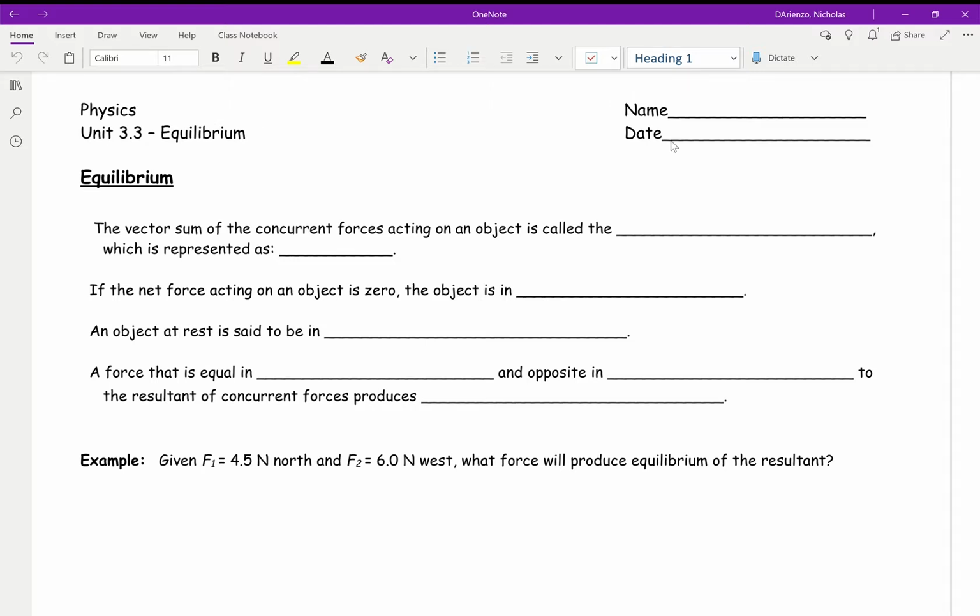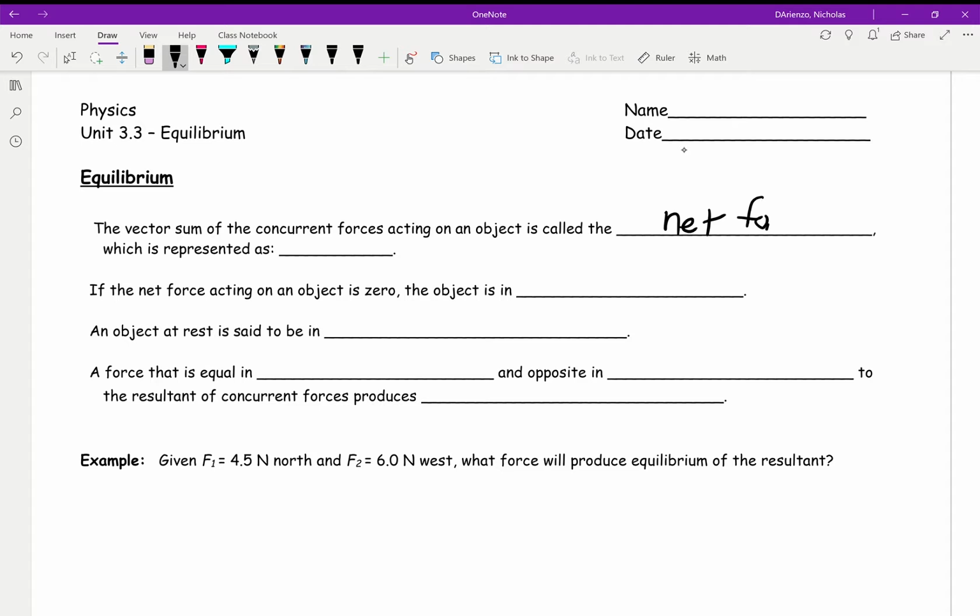Hey everyone, today we're going to be talking about equilibrium and how concurrent forces can produce equilibrium. In order to figure that out, we've got to figure out the resultant of concurrent forces. We had talked about this previously, but the vector sum of two or more concurrent forces acting on an object is what we call the net force, which we represent, and we'll see a lot of this notation, as F sub net.